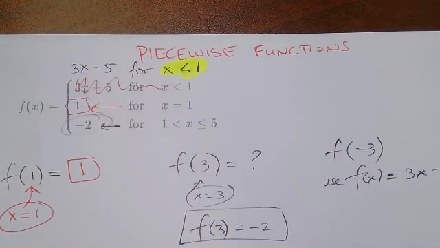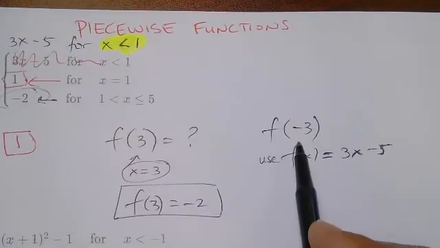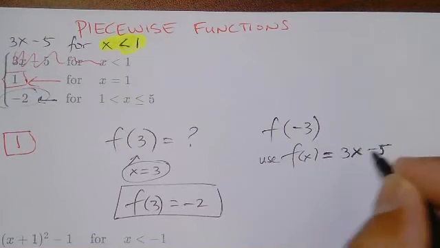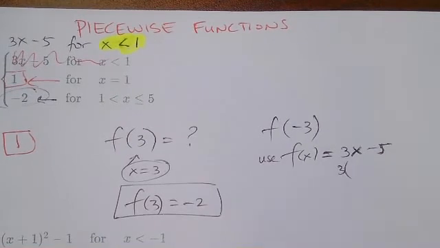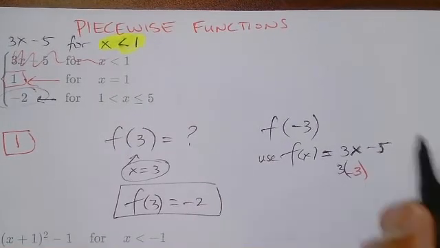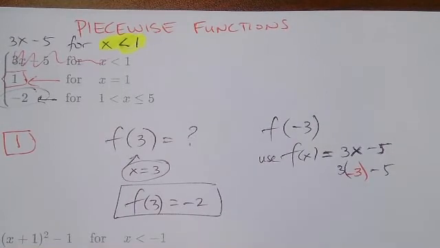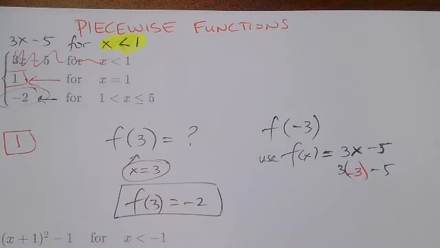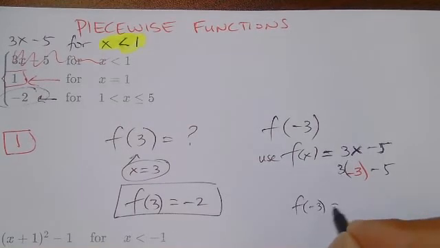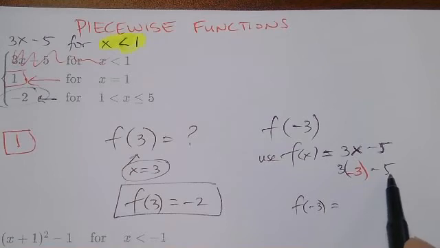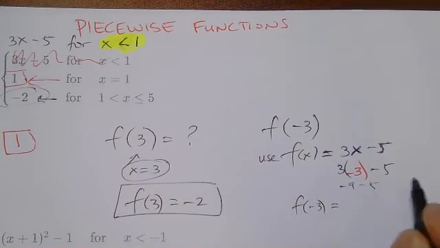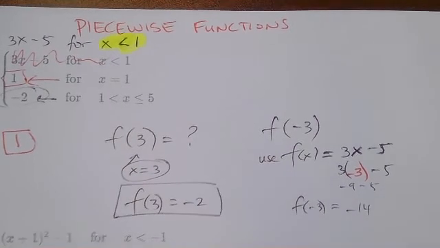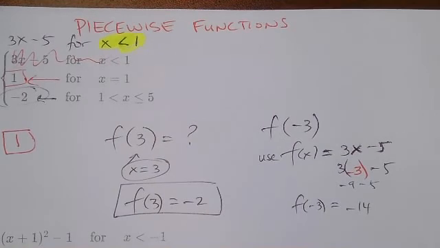Is that right? And then what is your value of x? -3, so 3 times -3, take away 5. What is 3 times -3? And then take away 5? That's going to be -9, take away 5. You're going to get -14.